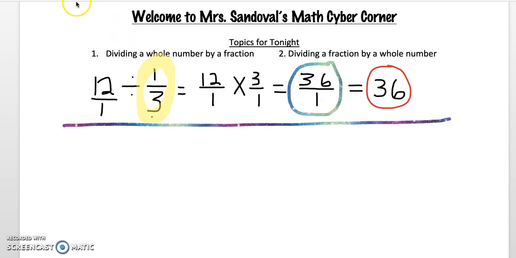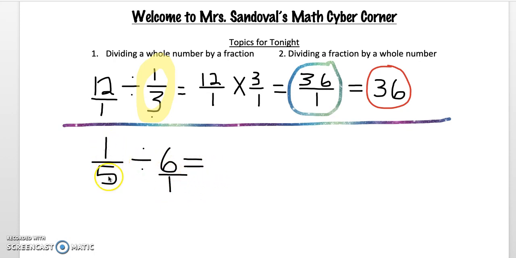Now let's try the second concept for tonight. The second topic is to divide a unit fraction by a whole number. In this case, I have chosen 1/5 divided by 6. There we go. So, just like in this problem up here, the first step is to put the whole number over a 1. Now it has become a fraction.